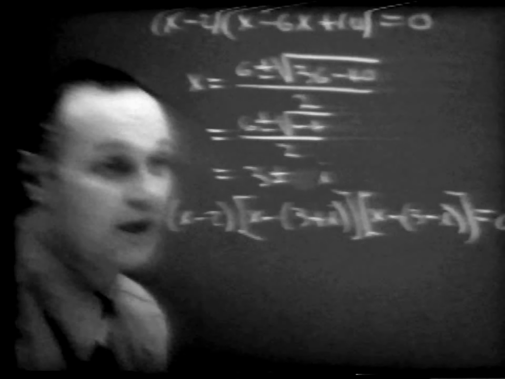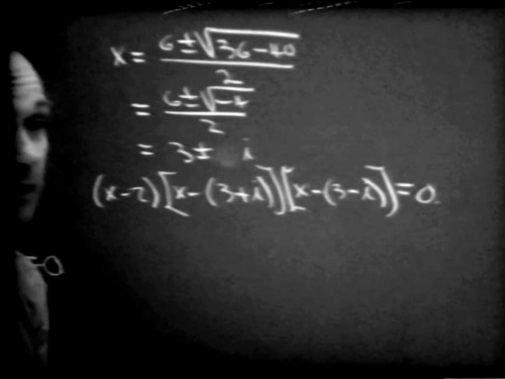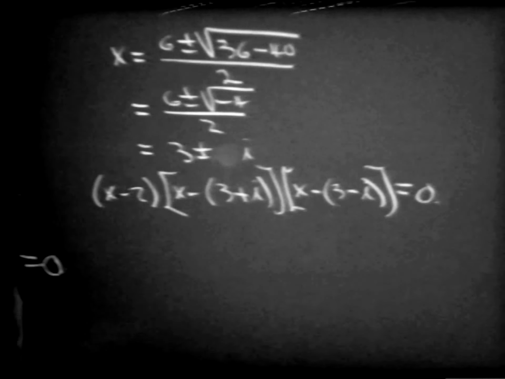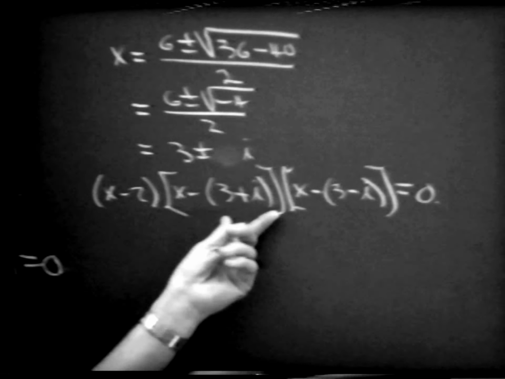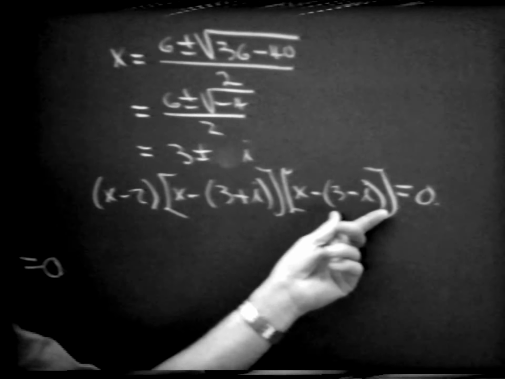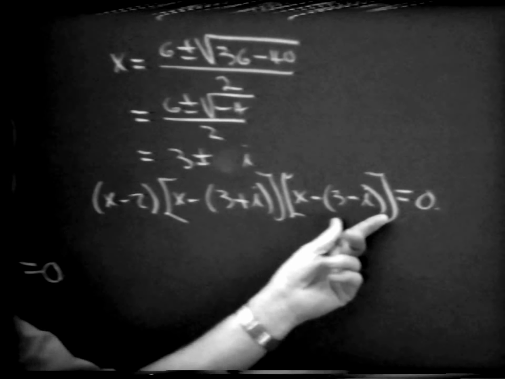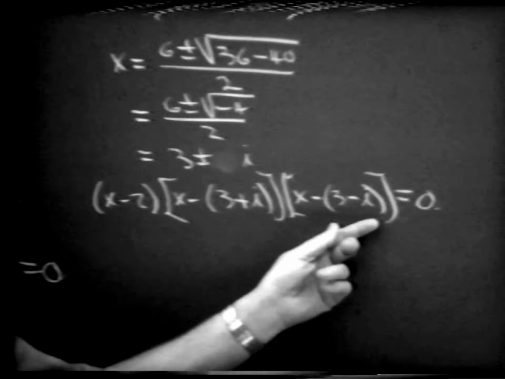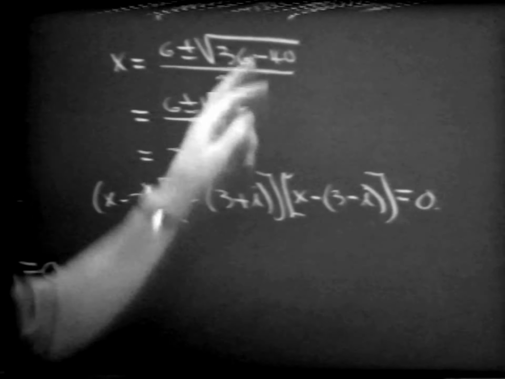What do you think you have to have, Malcolm? Complex conjugate. You have to have its complex conjugate. In other words, if 3 plus i is going to be one of the roots, 3 minus i has to be the other one, in order to make the product of the two end up being a real number.